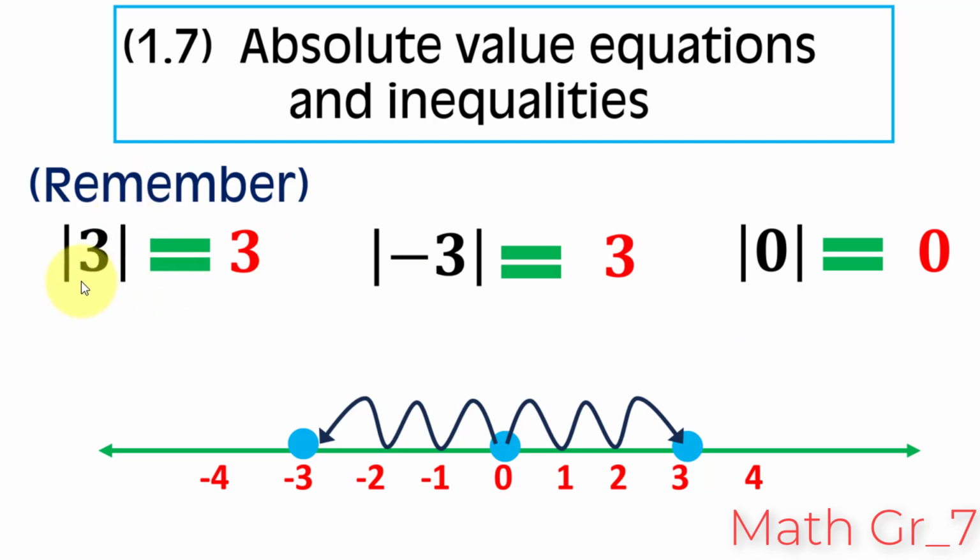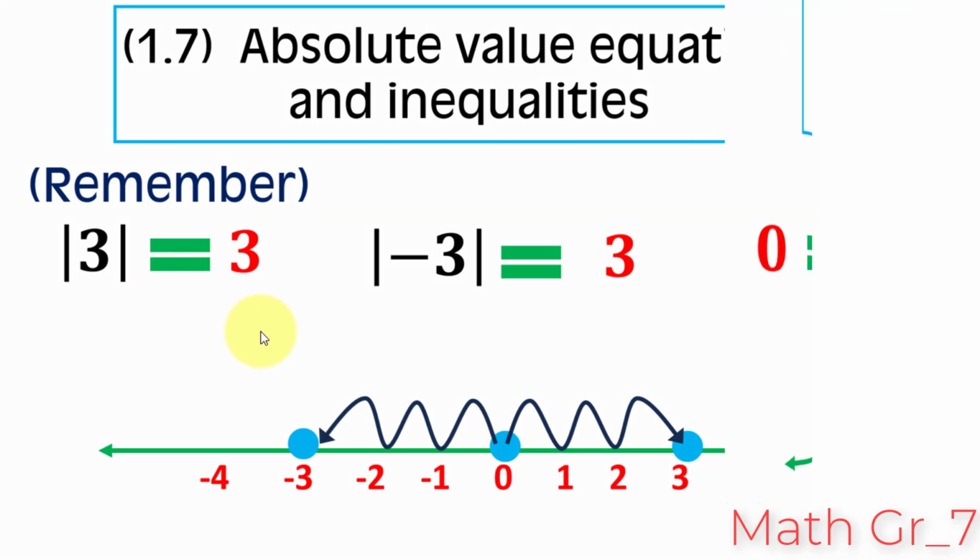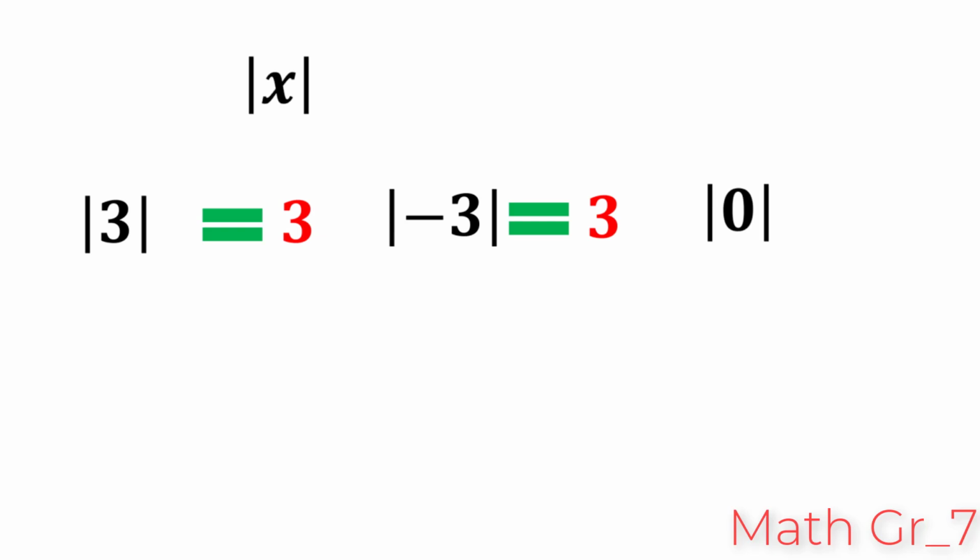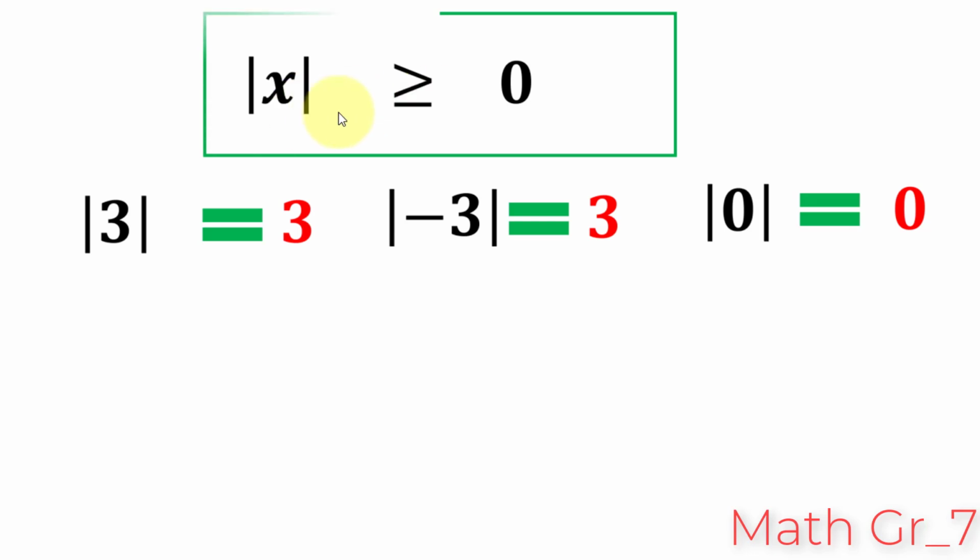So if we have a number between the two vertical lines, we get a positive value. Why? Because it's a distance, and the distance is a positive amount. Now guys, don't forget: absolute value of 3 equals 3. Absolute value of negative 3 equals 3. Absolute value of 0 equals 0. Now we can deduce that the absolute value of x must be greater than or equal to 0. This is the main concept, so don't forget.